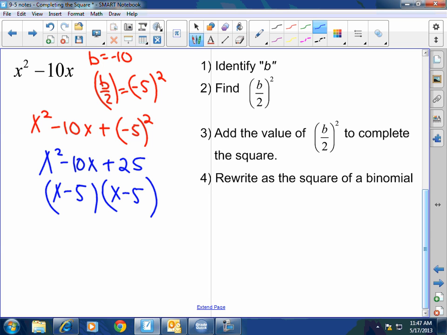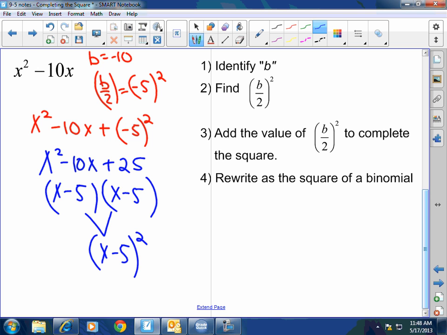Okay, and what's x minus 5 times x minus 5? X minus 5 squared. Does that make sense? That's what we're doing, guys. You want to do it the long way? Great. I highly, highly suggest not doing it the long way, because when you start getting fractions as your b over 2 term, it's very difficult to factor out fractions.